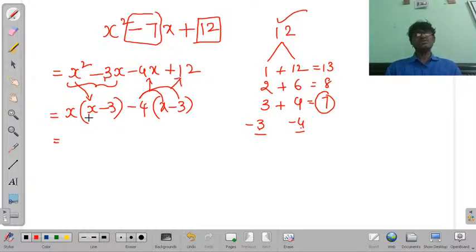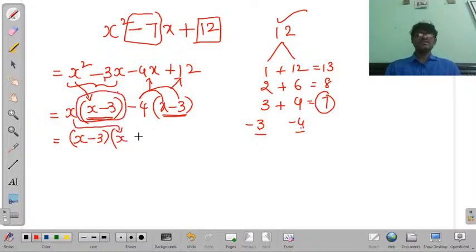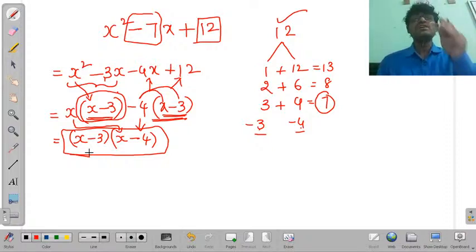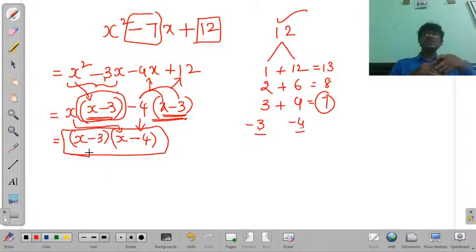So this is equal to, now you observe, once again we have x minus 3 as common. If you take x minus 3 as common, in the first term the remaining value will be x. In the second case also, if you take x minus 3 as common, the remaining value is negative 4. So we can say that x minus 3 and x minus 4 are the factors of x square minus 7x plus 12. You did this in 8th class also, I am just recalling this.